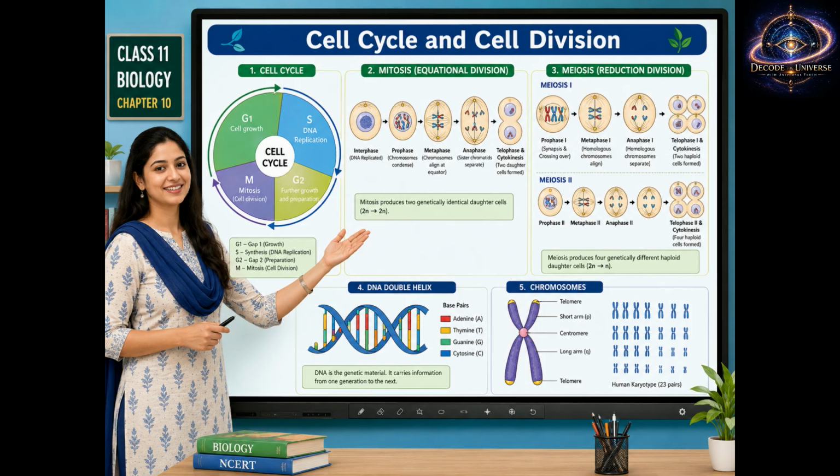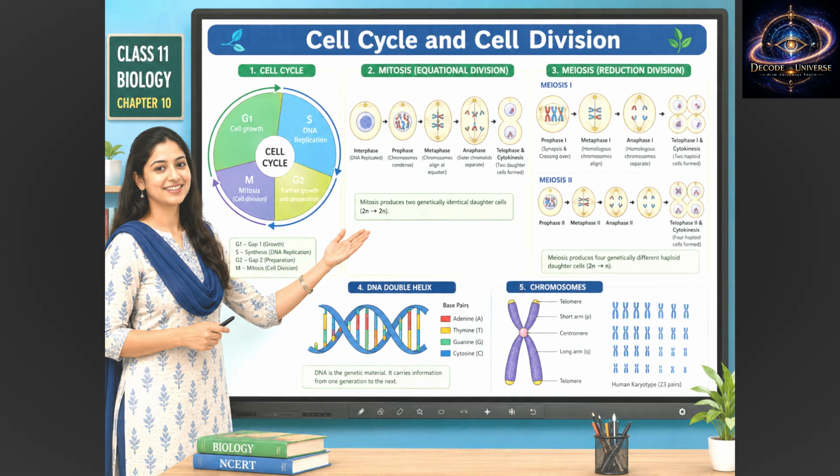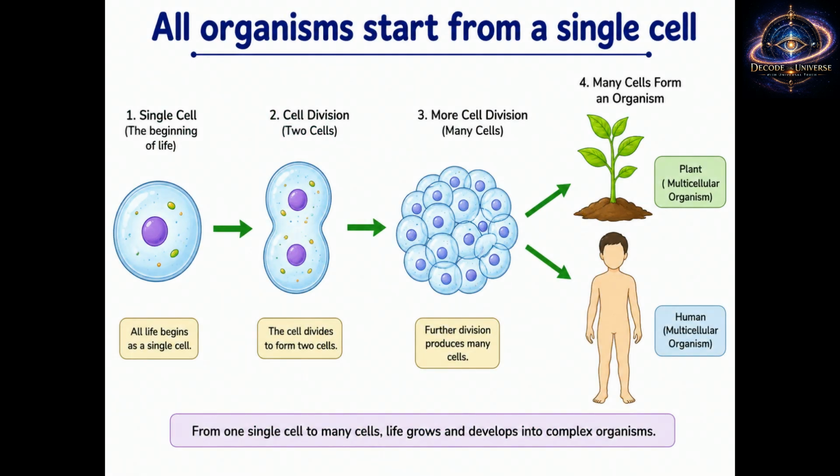Every living organism starts life from a single cell. That one cell divides again and again, forming millions and billions of cells. But this division must happen carefully, because DNA has to be copied correctly and distributed equally. So today we will understand cell cycle, interphase, mitosis, cytokinesis, meiosis, crossing over, and why mitosis and meiosis are important in our life. Let's start the lesson in a very simple way. Full lesson explanation in easy English.